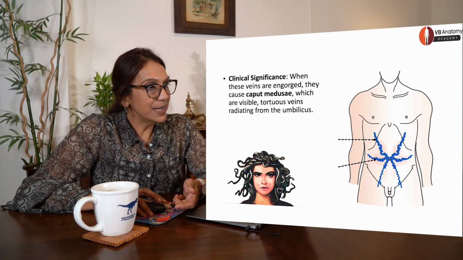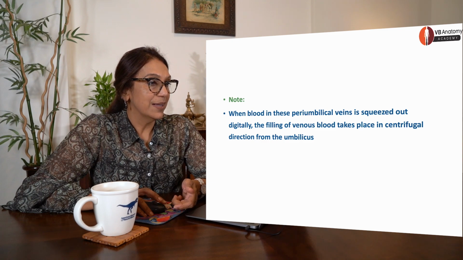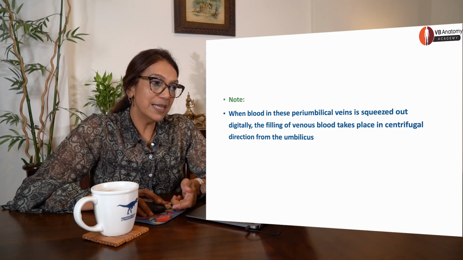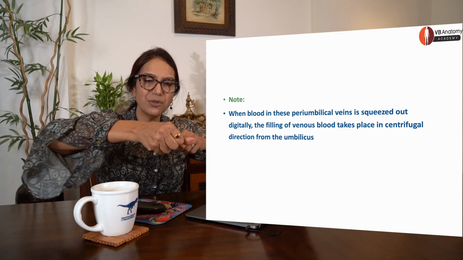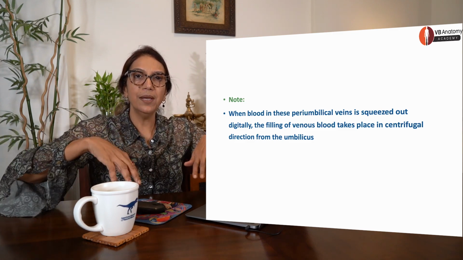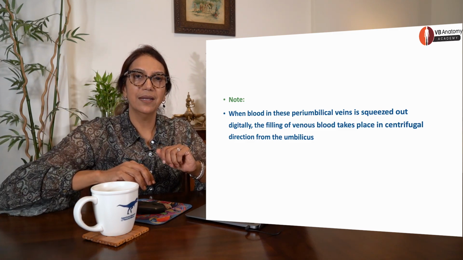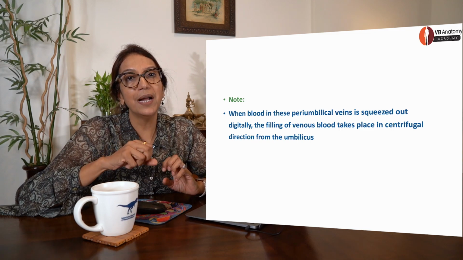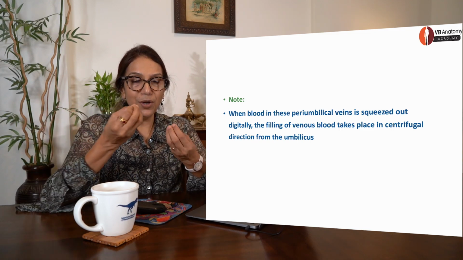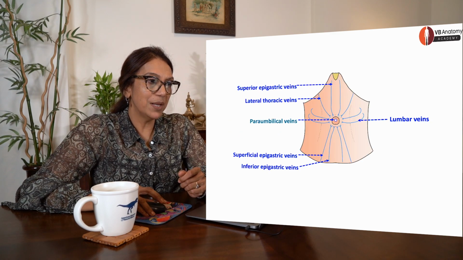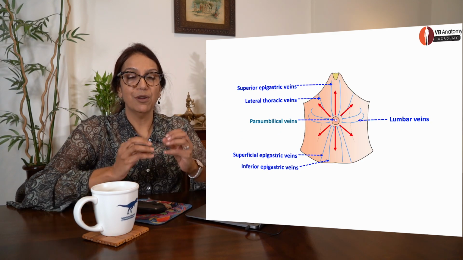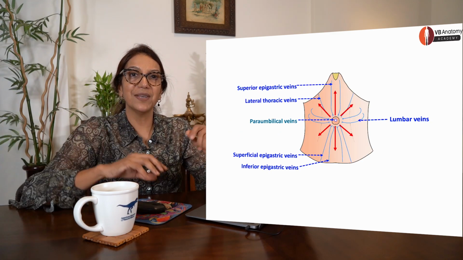So this is an anastomosis through the paraumbilical veins which are draining into the left branch of the portal vein. Continuing with our discussion, remember when blood in these paraumbilical veins is squeezed out, suppose your patient is lying and you begin to squeeze out all the blood, okay? And when you lift up your hand, from which direction will the blood fill back? Because it's coming from the paraumbilical draining outwards, you will find the blood filling back in this direction, from the center towards the periphery, okay?